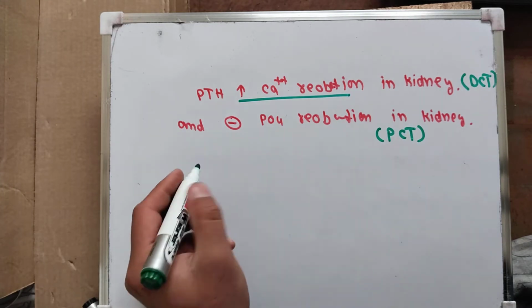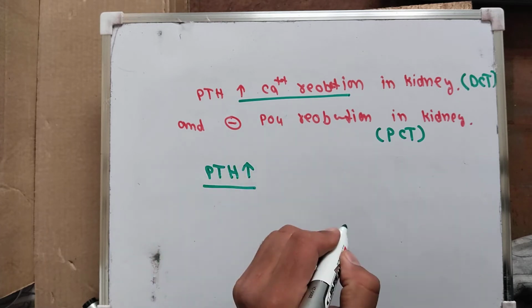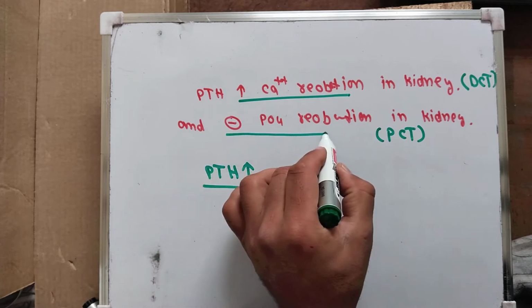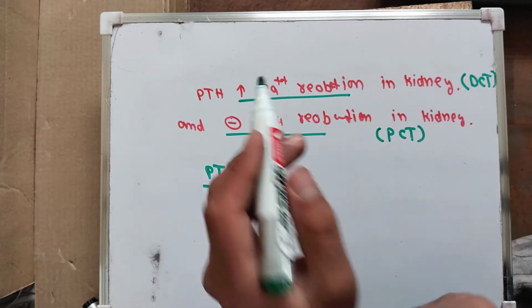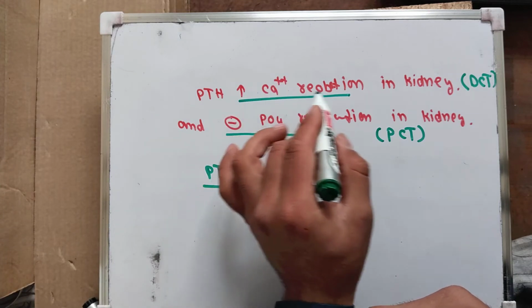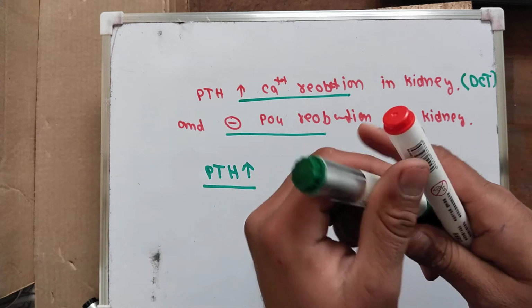When we have parathyroid hormone in high concentration, this will inhibit phosphate reabsorption from the nephron tubule into the blood, and it will increase calcium ion reabsorption from the nephron tubule into the blood in the distal convoluted tubule.